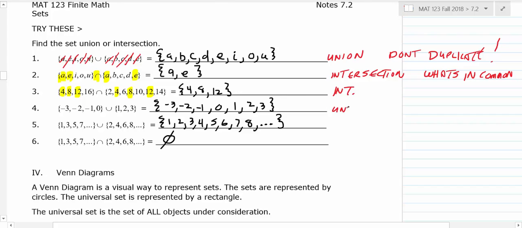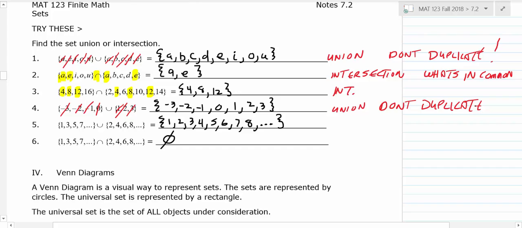Okay, the next one is a union. So again, my strategy is this. Try to put it in order. -3, write it down. -2, write it down. -1, write it down. 0, write it down. 1, 2, 3. Just write everything down, but again, don't duplicate. Okay, and that's the idea.